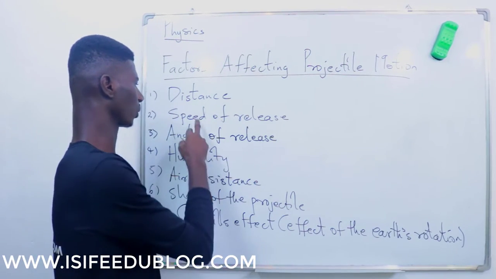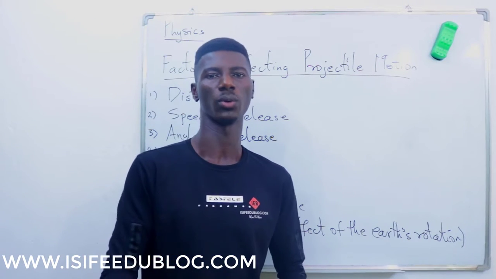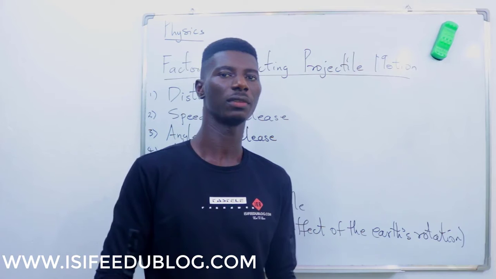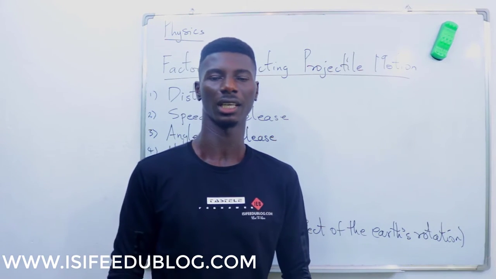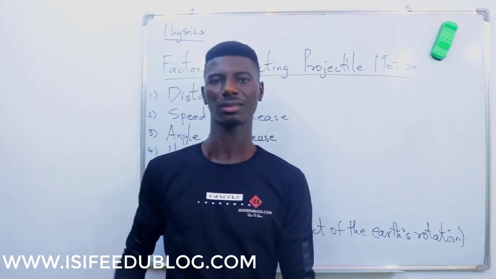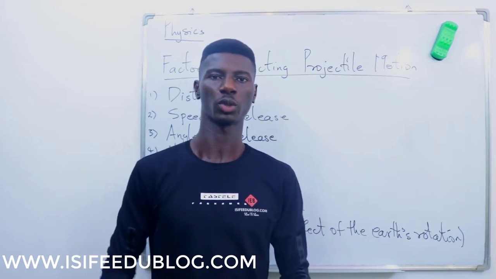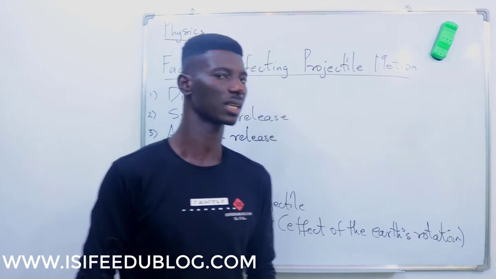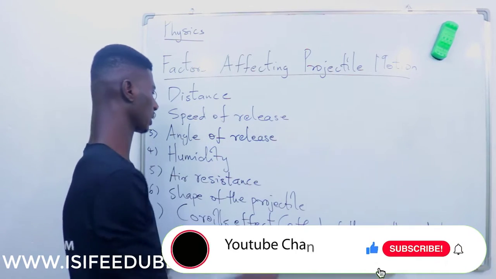Where the speed of release is very effective is, let's take for instance, a stone leaving a catapult. If you want to hit a bird on top of a tree and you draw your catapult a little bit and leave it, it will not kill the bird. But once you draw it very far, the speed goes faster, and it will hit the bird. So the speed of release is very important in projectile motion.